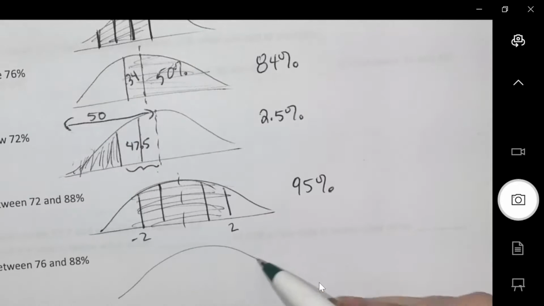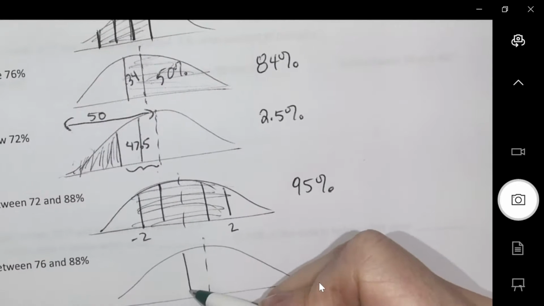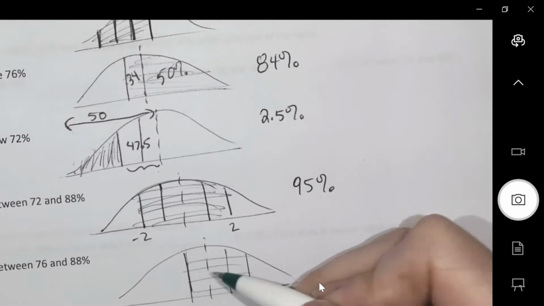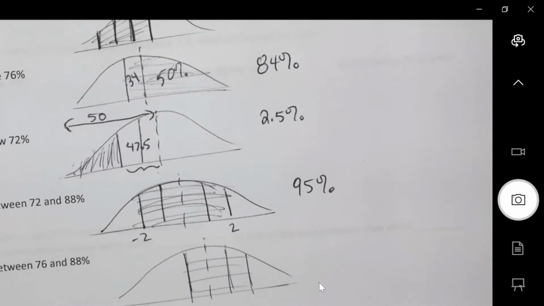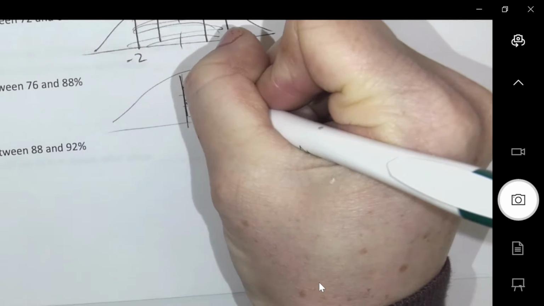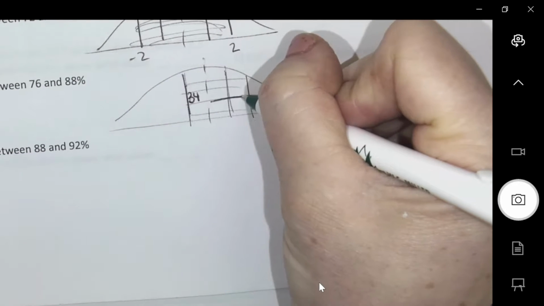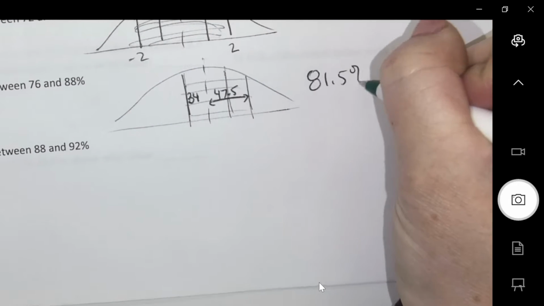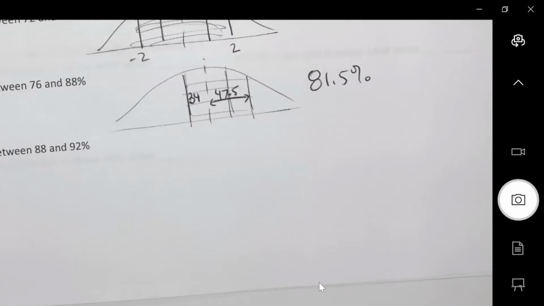Okay, between 76 and 88. So on your sheet, I think you would have a 34 probably written there. And then on this one, a 47.5. 81.5% of the data.